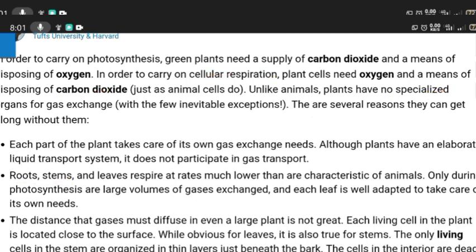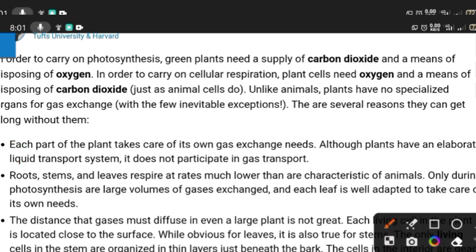Only during photosynthesis is there a large volume of gaseous exchange, and each leaf is well adapted to take care of its own need for the photosynthesis process to complete.